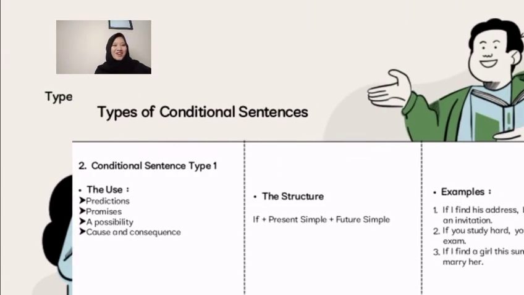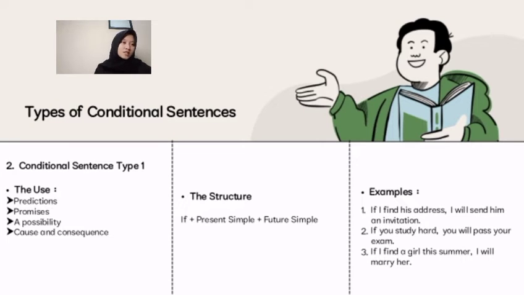Okay, so let's move to the conditional sentence type 1. The use of this conditional sentence is to express predictions. And then the second one is to express promises. And then the third one is to express a possibility and to express the cause and consequences too. But this conditional sentence is real, or maybe it happened.